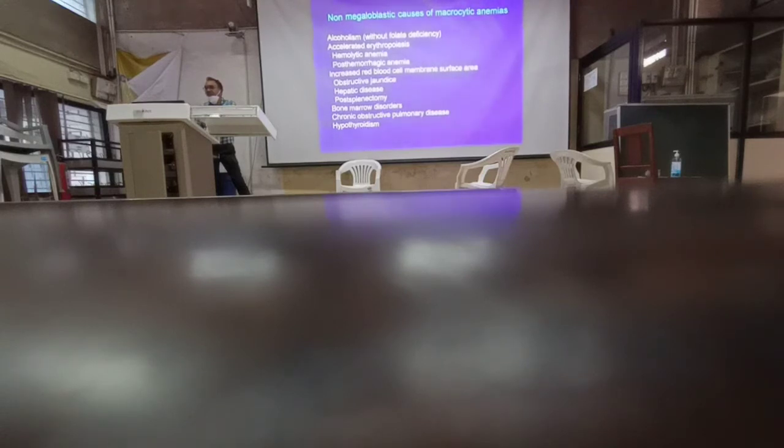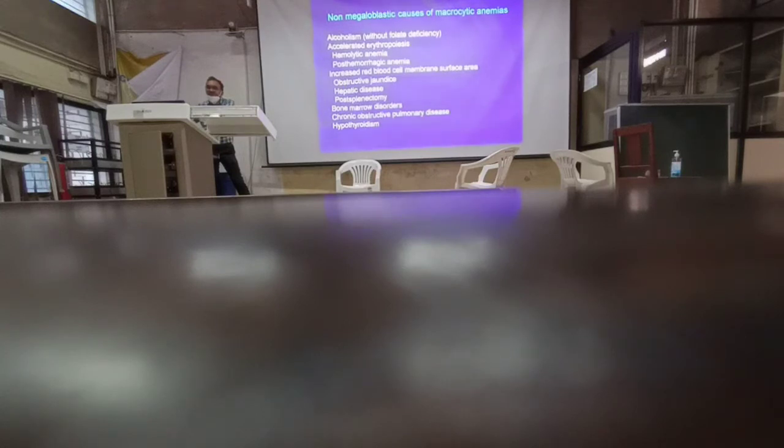Now, what are the non-megaloblastic causes in which MCV, the mean corpuscular volume, is increased, meaning the cell size is increased in that anemia, but they are not megaloblastic? They are called non-megaloblastic causes of macrocytic anemia. First is alcoholism, second is accelerated erythropoiesis. Why does accelerated erythropoiesis give a larger cell size?